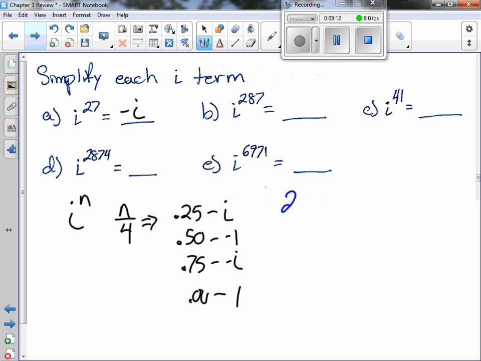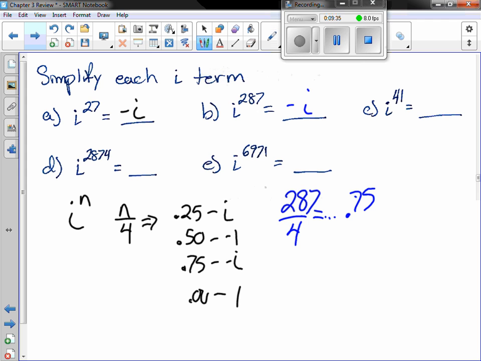So we can look at the next one, 287. All I need to do is take 287 and divide it by 4. So this would be something point what? You just put the answer in there. I think it's 75, so it would be negative i. So whatever the decimal is going to determine what it's going to be. So if we do 41 divided by 4, we're going to get 10.25. So 0.25 tells me that it is i.